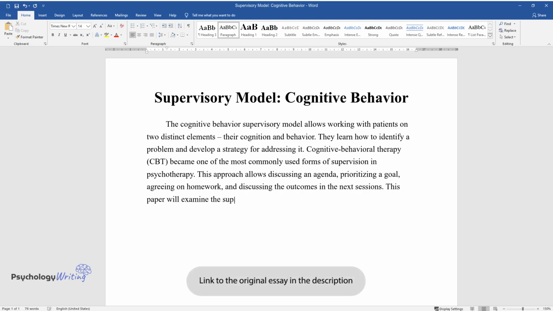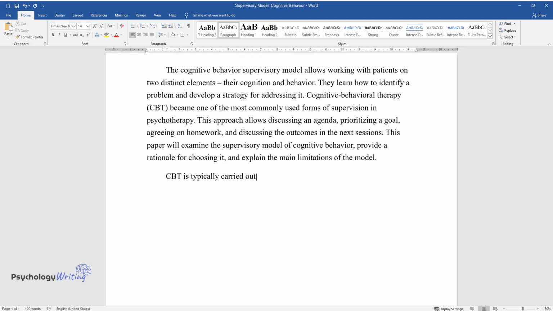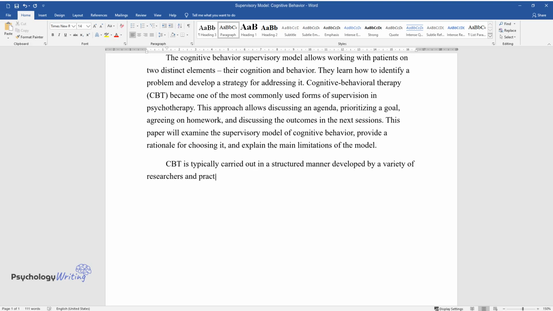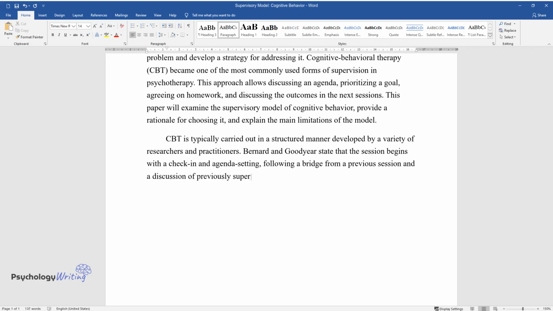This paper will examine the supervisory model of cognitive behavior, provide a rationale for choosing it, and explain the main limitations of the model. CBT is typically carried out in a structured manner developed by a variety of researchers and practitioners. Bernard and Goodyear state that the session begins with a check-in and agenda setting, following a bridge from a previous session and a discussion of previously supervised therapy.